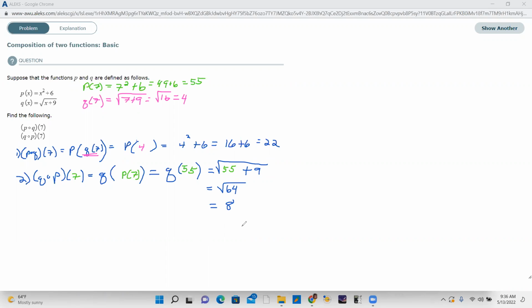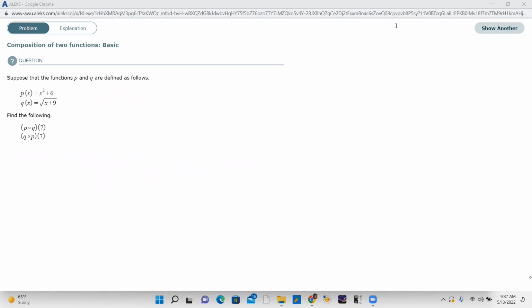How is this grabbing you? If you just do one step at a time, writing it like this, and work from the inside out, like we always do when we're doing even order of operations, we work from the inside out. Okay, so try this one.